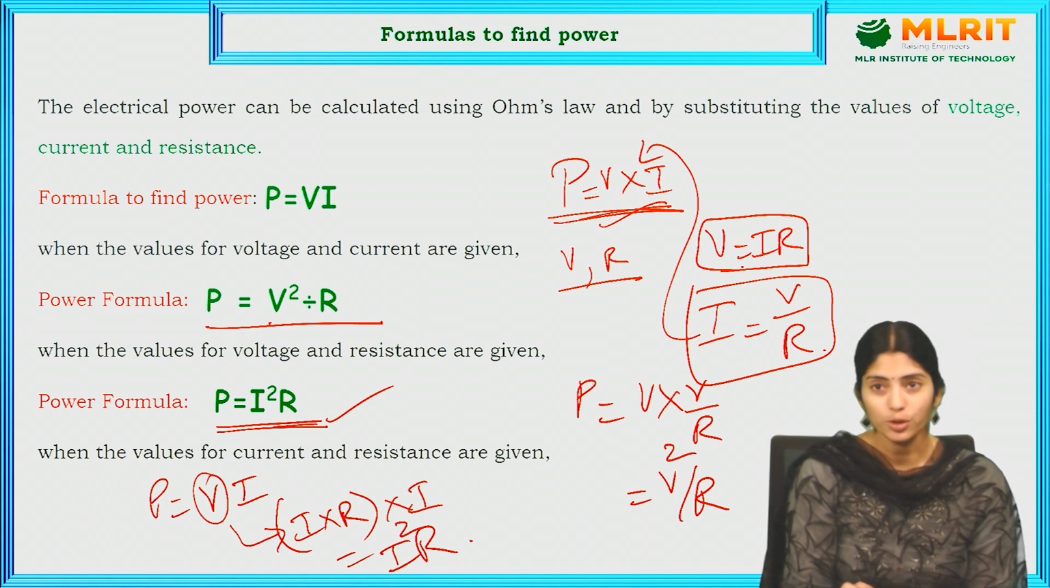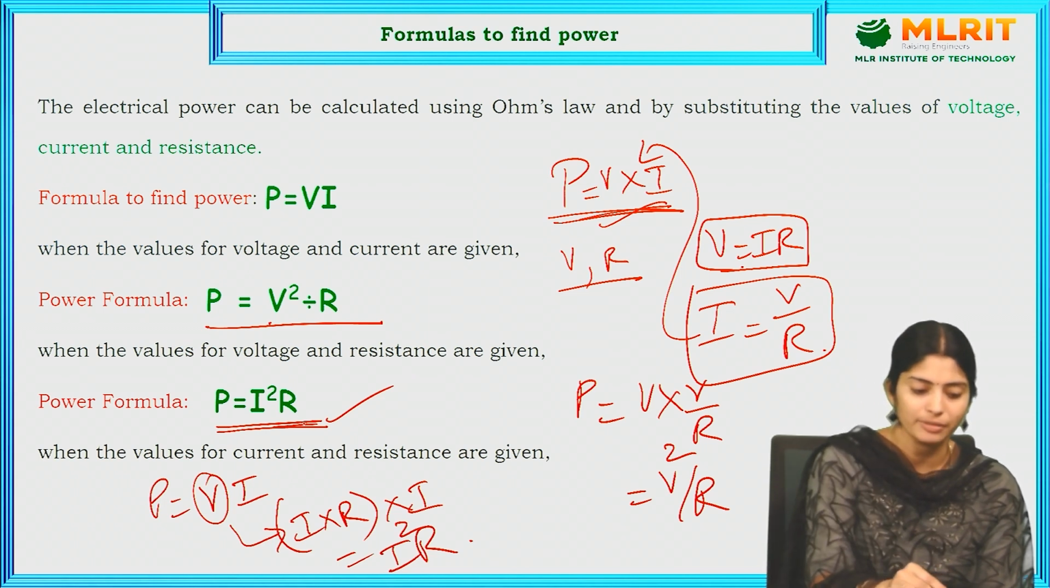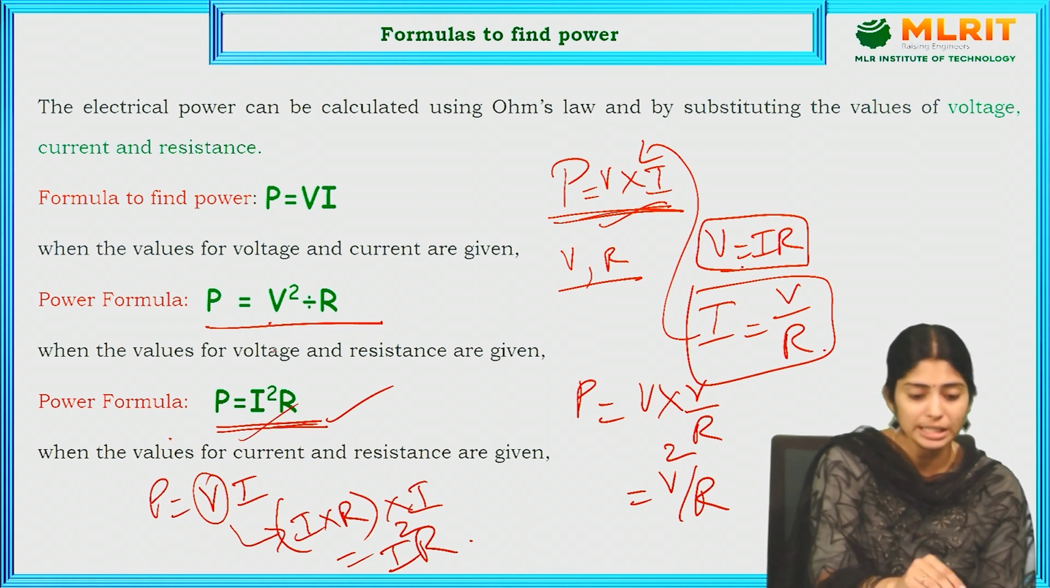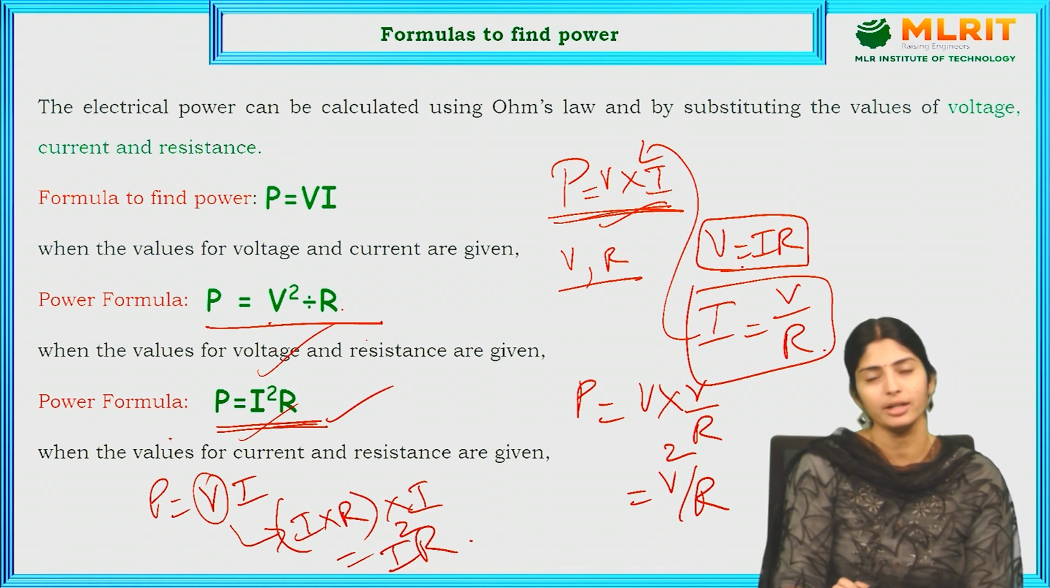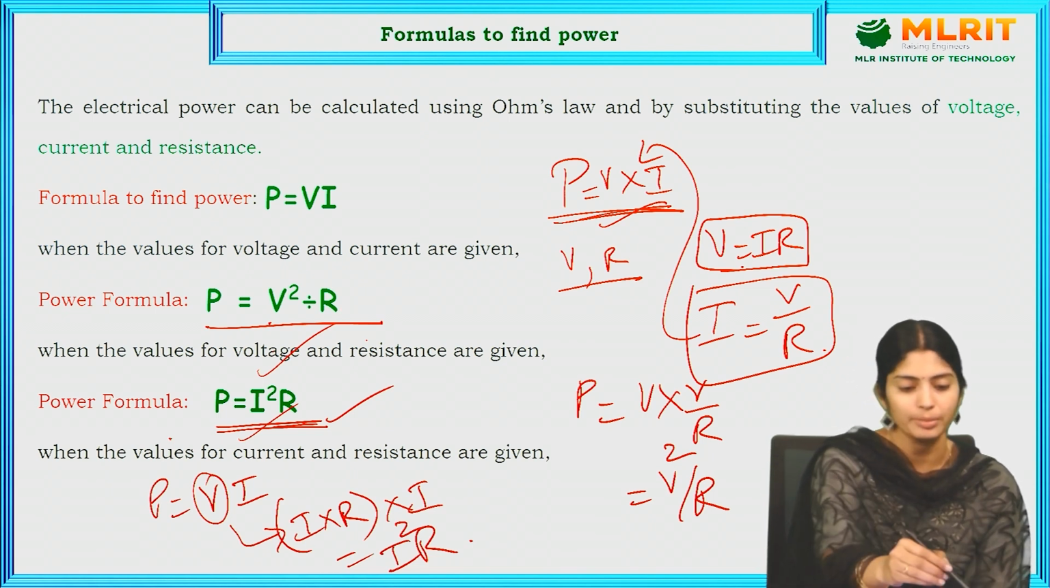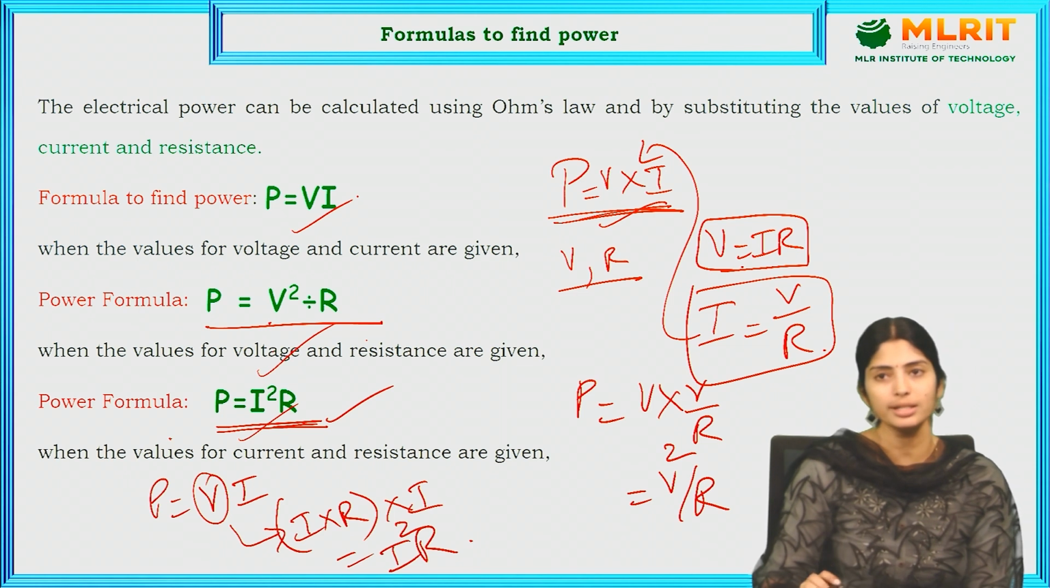If the values of the current and resistance are given, we can use this power formula in order to determine the value of power. Similarly, if the values of voltage and resistance are given, we can use this formula in order to determine the power. Or directly, if they had given us the values of voltage and current, we can determine the value of power by using this formula.